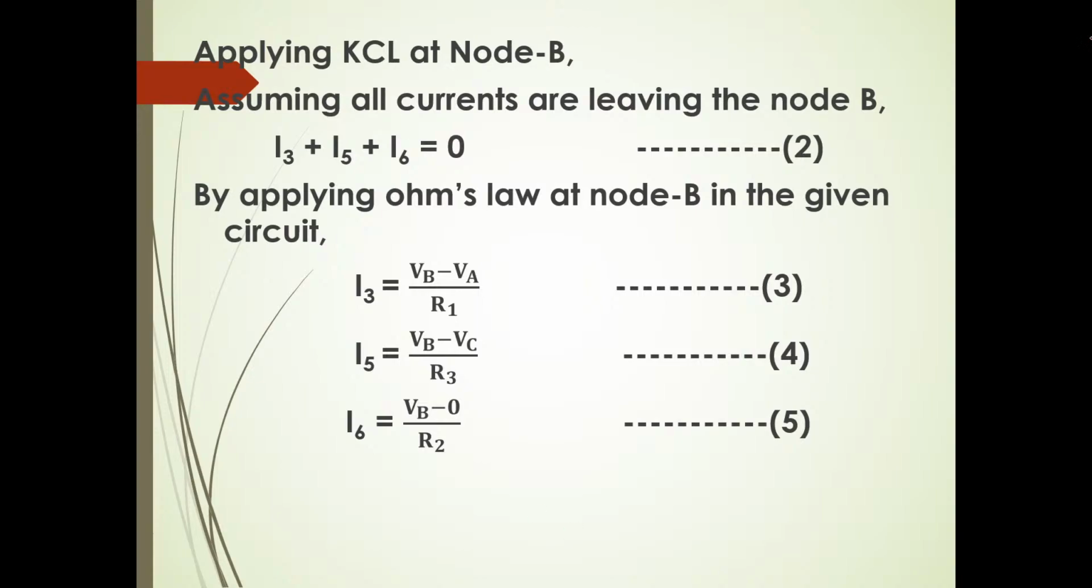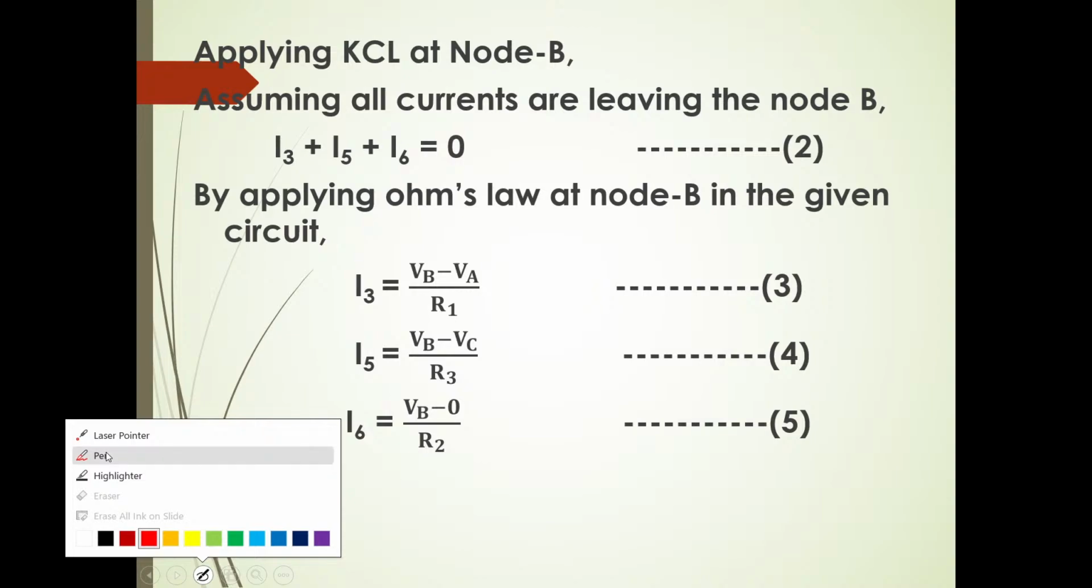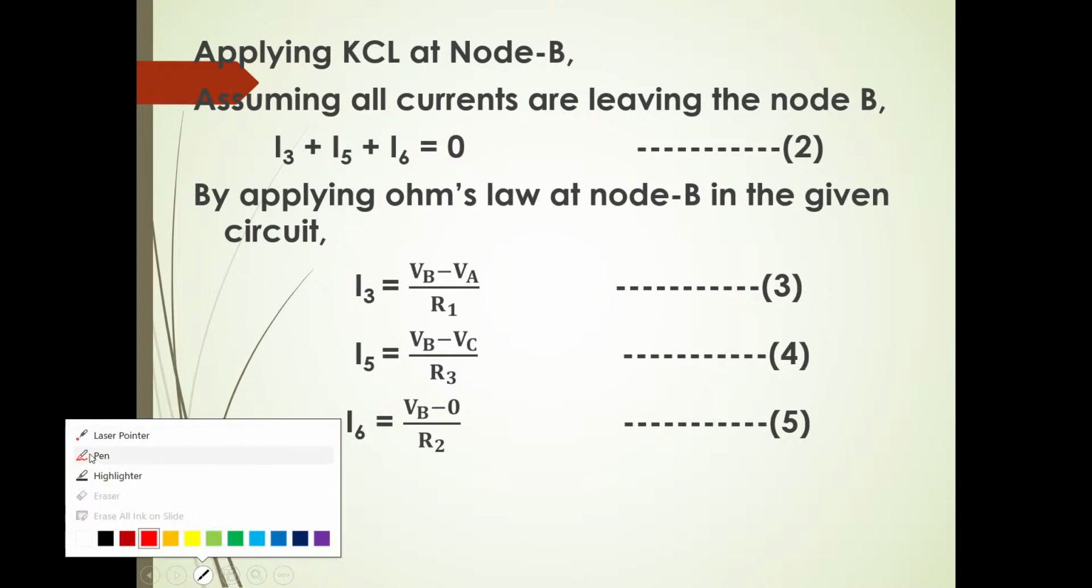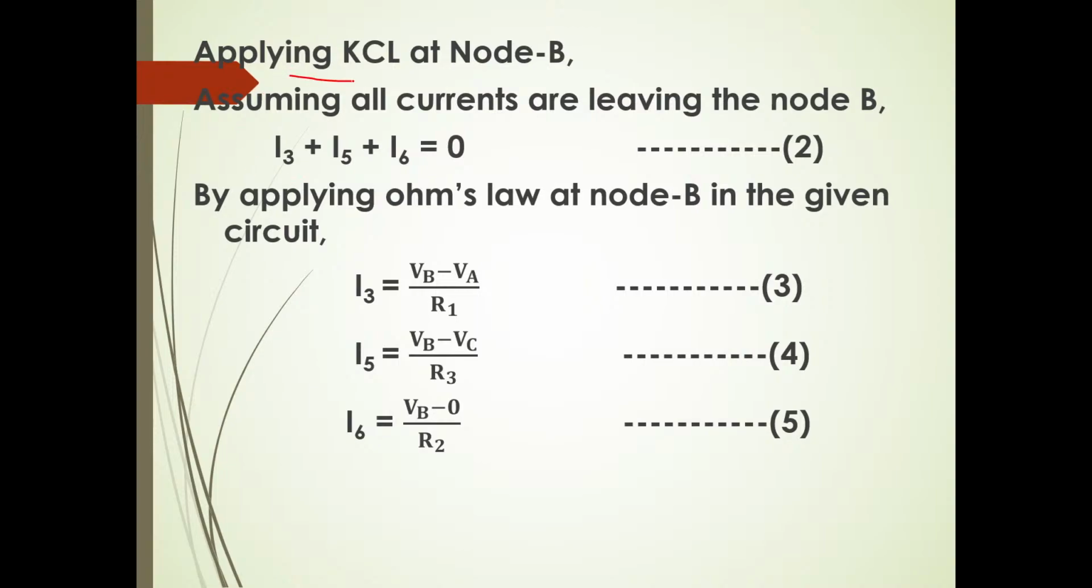Now let us apply KCL at node B. What did we assume? We have assumed all currents are leaving. No current is entering. So the algebraic sum of all leaving currents must be equal to 0. What are all the currents at node B? I will just copy that image here.